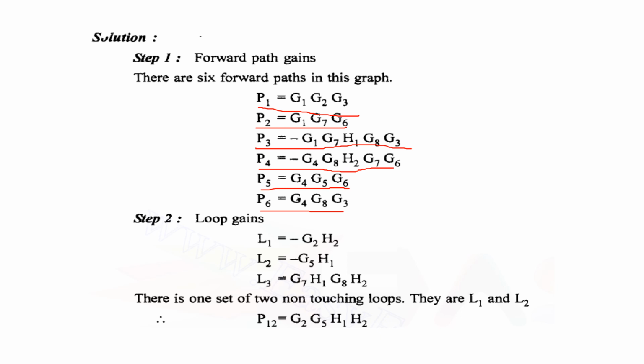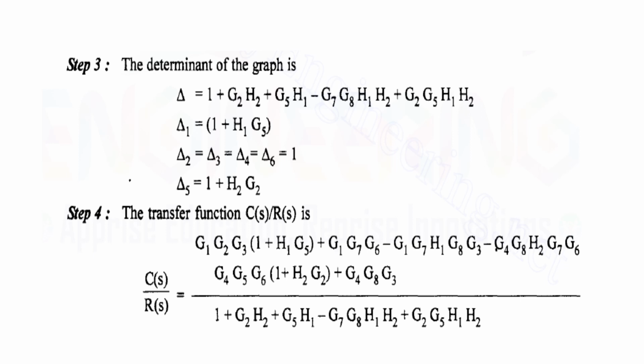So totally we are able to find 6 forward paths followed by 3 loops. L1, which is a simple loop with a gain of minus G2H2, L2 is having the gain of minus G5H1, and L3 is having the gain of G7H1, G8H2. And we have two non-touching loops, that is L1 does not touch L3, so we multiply the gains of these two loops, which is taken as G2, G5, H1, H2. So for this particular problem, we have got 6 forward paths and 3 loops followed by 2 non-touching loops.